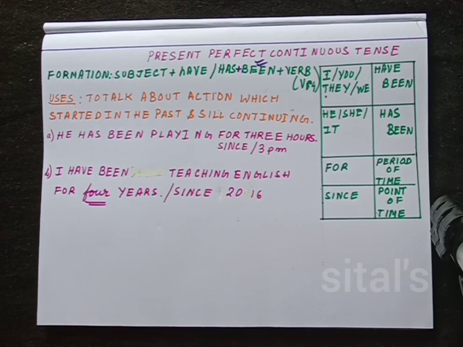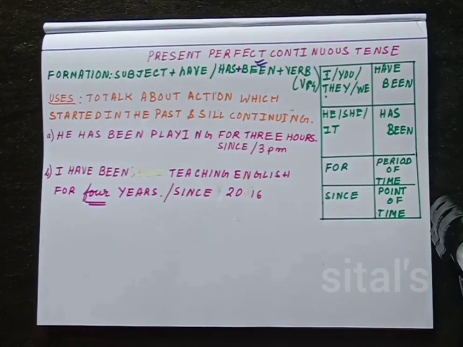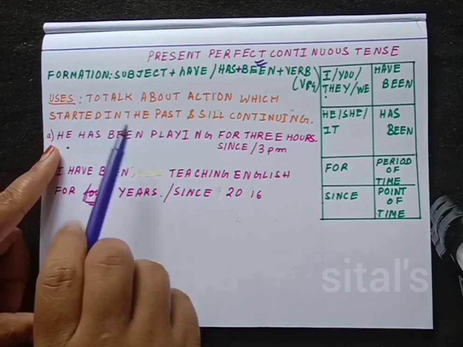The action started in the past. It might have started yesterday, or the day before yesterday, or a year ago, or 4 or 5 years ago, but the action is still going on till the present time. In order to talk about actions which started in the past and are still going on, we use the present perfect continuous tense. So we already discussed where to use has been and have been.